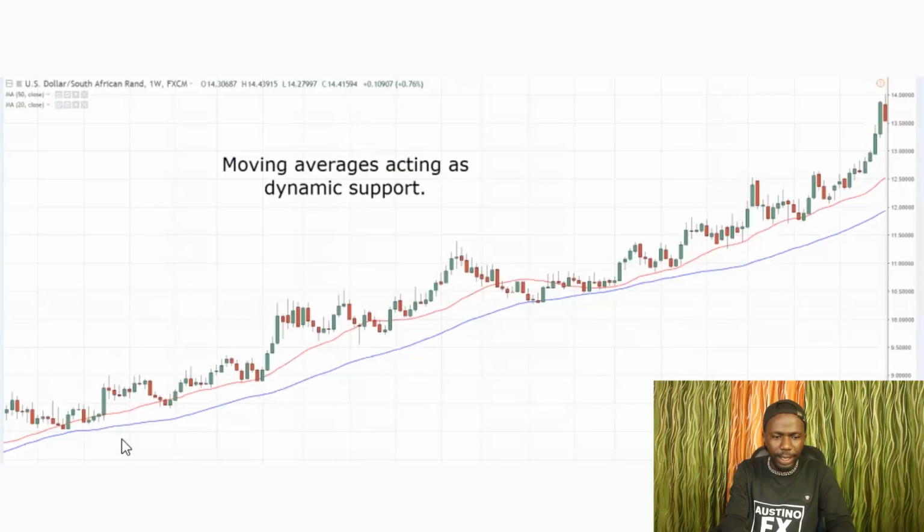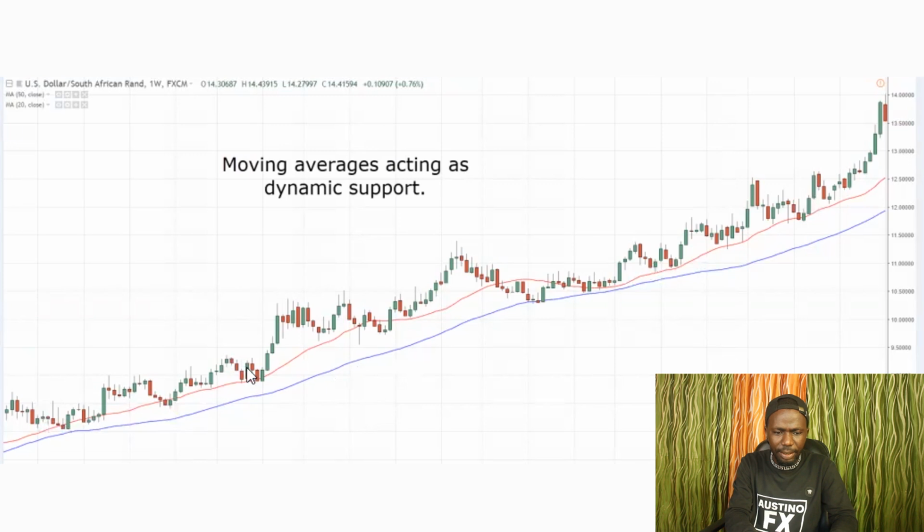Another example here is that you can also use the moving average as a dynamic support and resistance level. So in this process, you can clearly see that the 20 and the 50 exponential moving average is acting as a support level, because the market is clearly in an uptrend. So whenever the price makes a retracement to the moving average, it gets rejected. You can clearly see it.